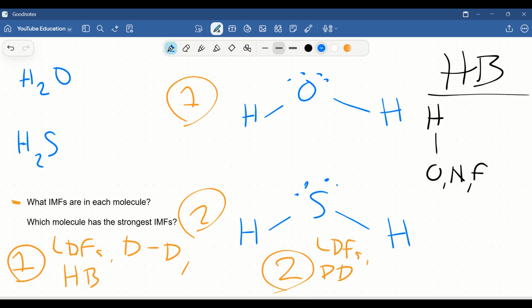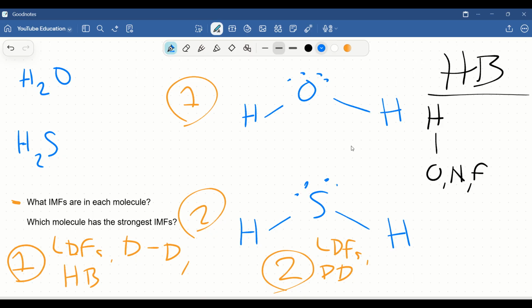Now, what we talked about with London dispersion forces is the greater the molar mass, the stronger the London dispersion forces are. So those London dispersions will be stronger in H2S. However, those are not the only intermolecular forces that exist in each molecule. And since London dispersion are essentially the weakest, most of the time we don't really have to look at that when comparing strengths, although we definitely don't eliminate that.